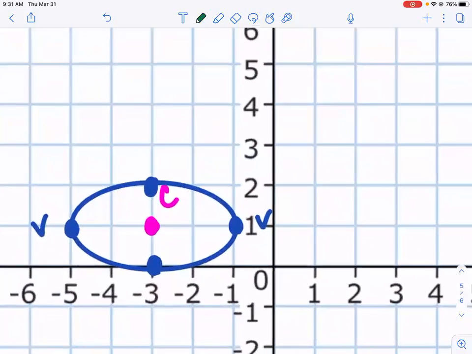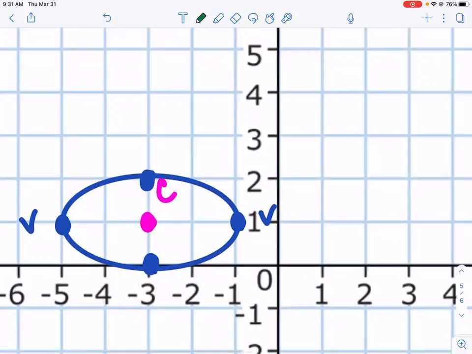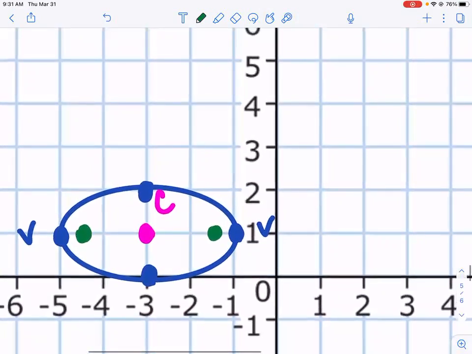Okay. So from the center, and we have a horizontal ellipse, I'm going to go horizontally, so to the right radical 3 and to the left radical 3. What just happened over there?